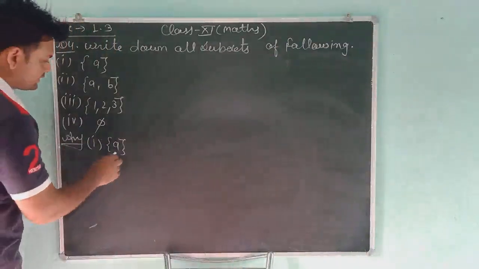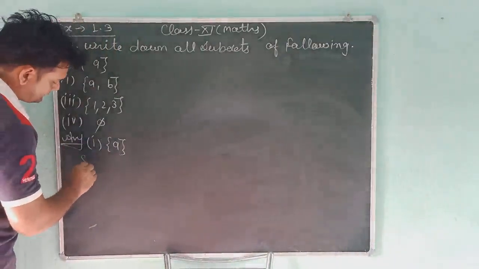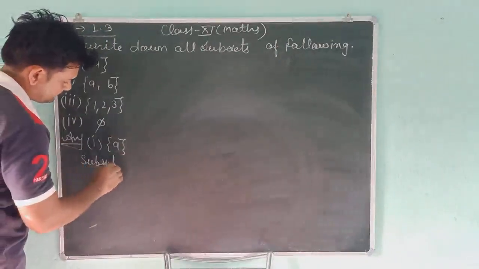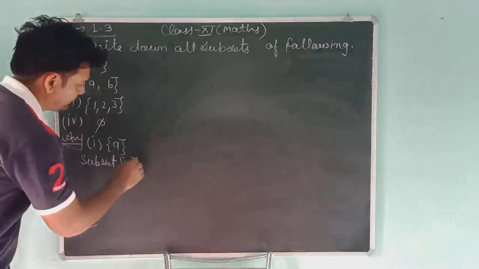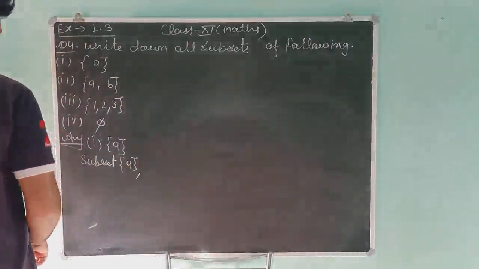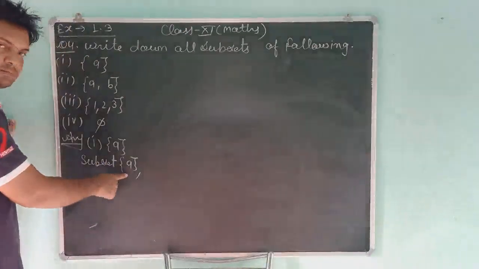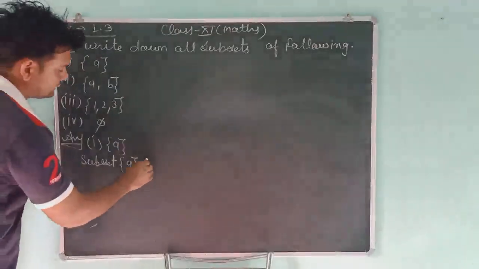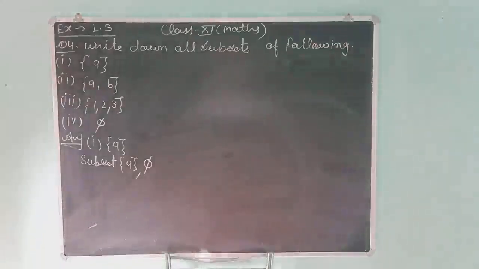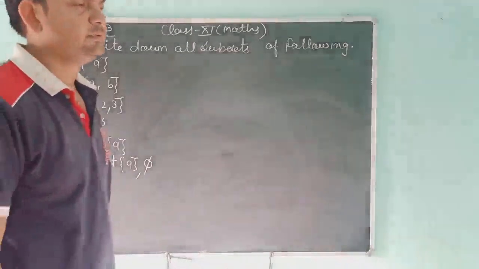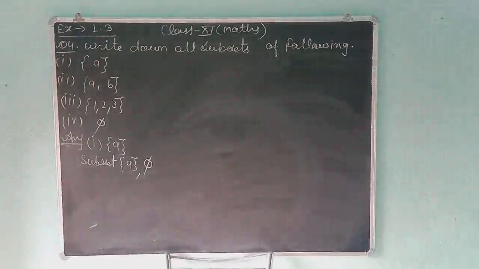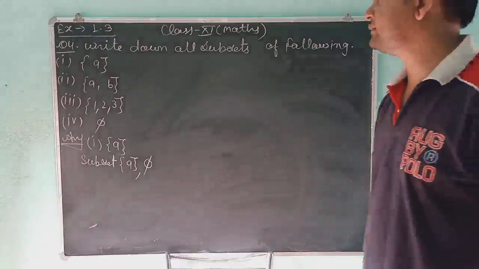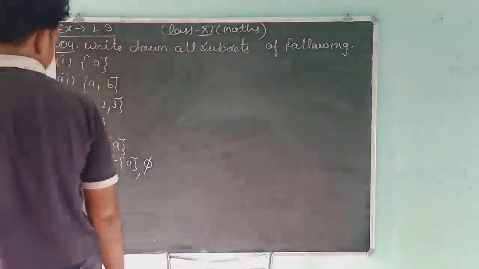Okay students, first the subsets. The first subset is A, and the second subset will be phi. Students, always remember, every set is a subset of itself.